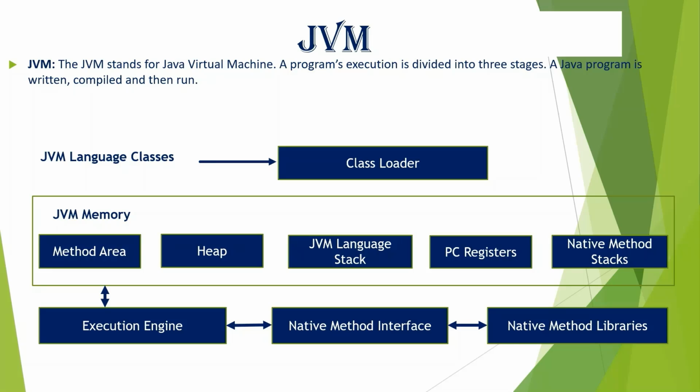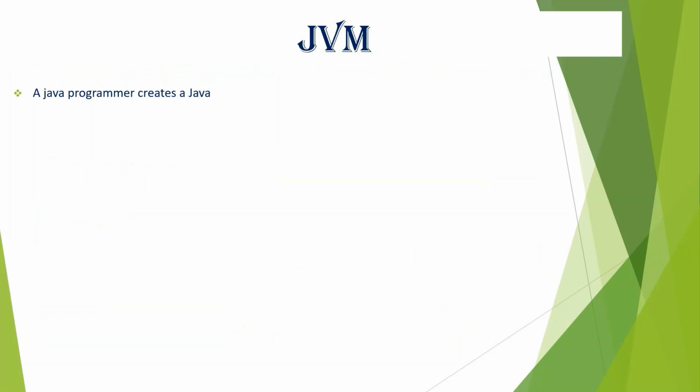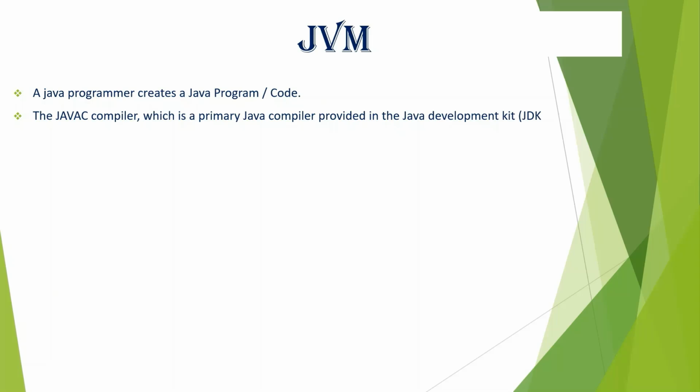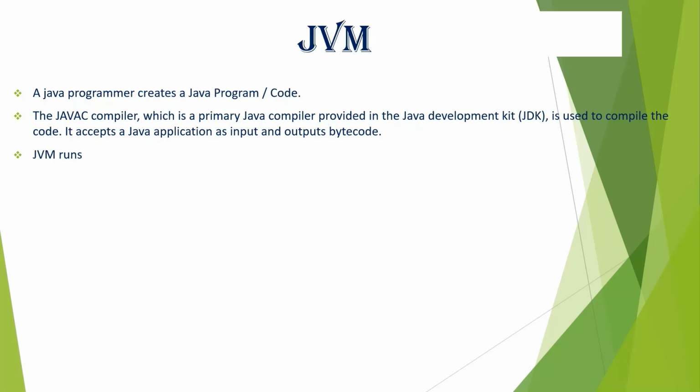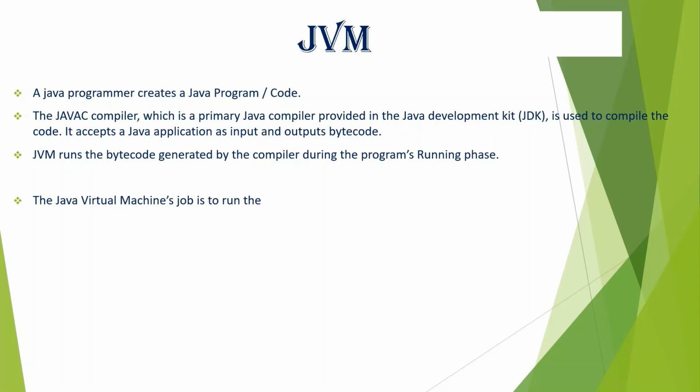A programmer creates a program, and the Java compiler, which is the primary Java compiler provided in the Java Development Kit, is used to compile the code. It accepts a Java application as input and outputs bytecode. The JVM runs the bytecode generated by the compiler during the program's running phase.